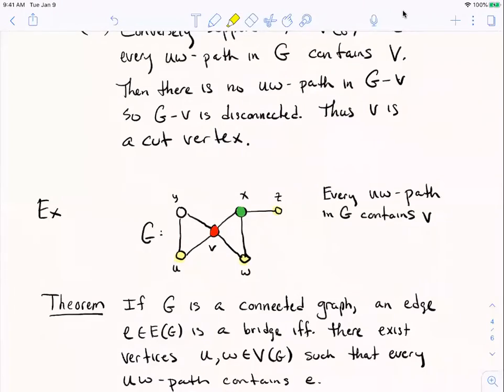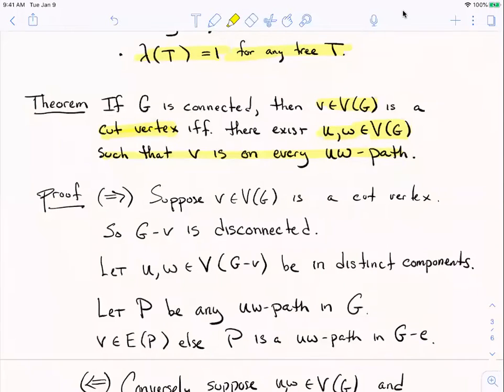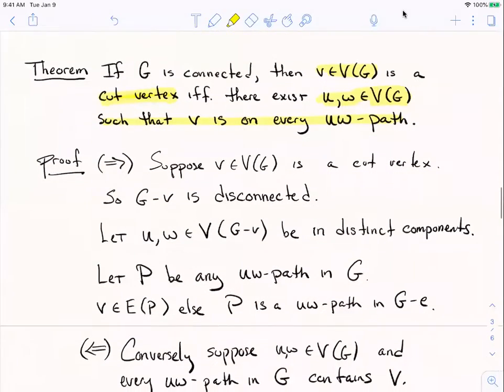So it's sort of a way to look for cut vertices, if you like. If you can easily spot that every path between these two places actually has to go through that vertex, that's a cut vertex. Okay, so let's take a look at the proof, just to give you some ideas of tools you could use to prove stuff like this. It's an if and only if proof. So let's start by assuming that I've got a cut vertex, okay?